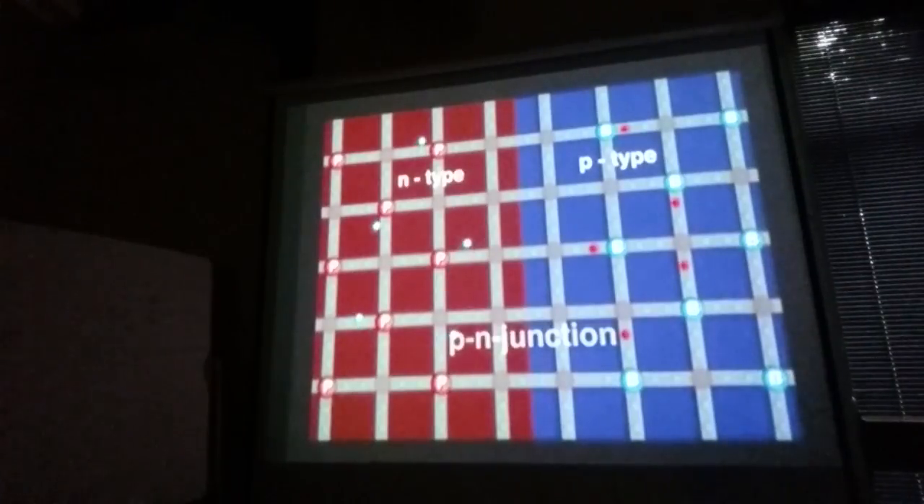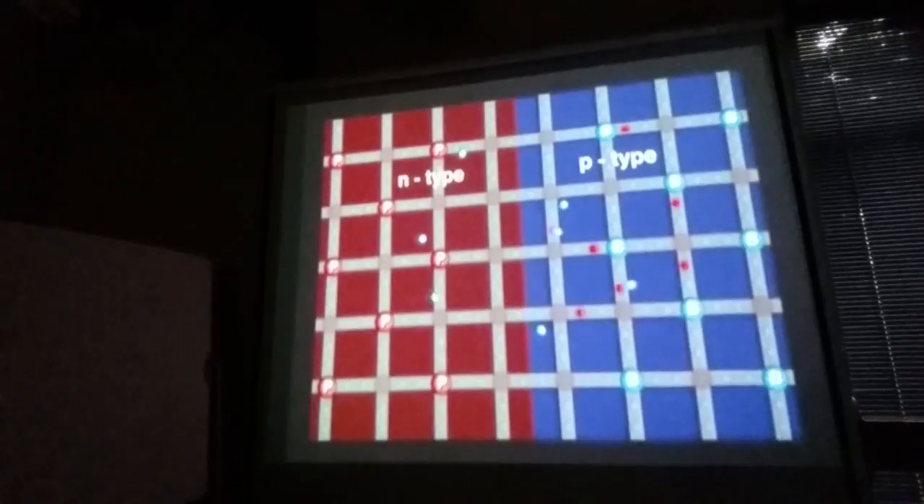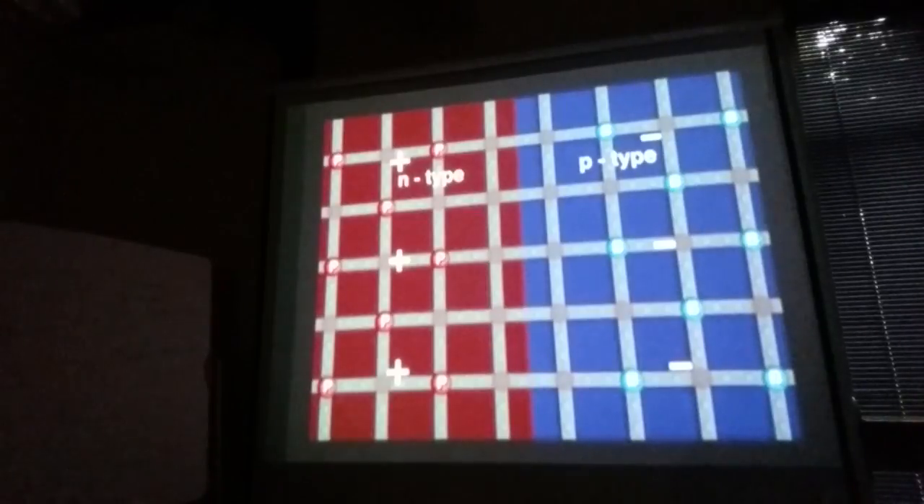Electrons from the n side diffuse across the p-n junction to the p side, and holes from the p side diffuse across the p-n junction to the n side. The electrons and holes can then recombine. The result is a net negative charge on the p side of the junction and a net positive charge on the n side, creating a strong electric field across the junction.